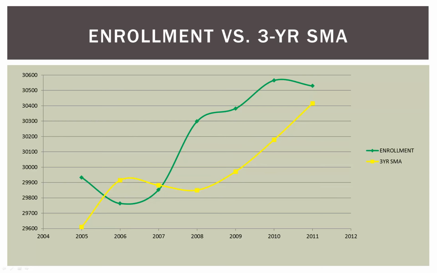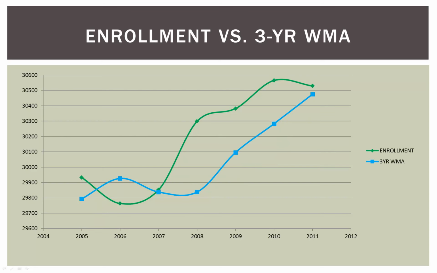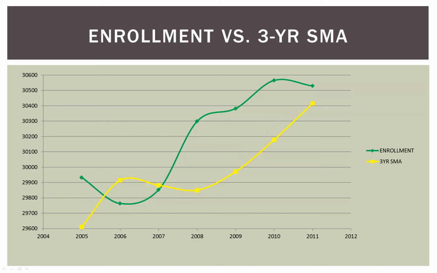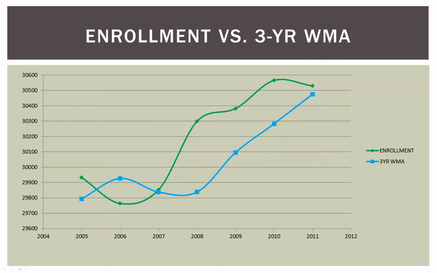Here we have the 3-year simple moving average alongside our enrollment. Now it's hard to tell exactly how this relates to the others, but we'll flip back and forth so you can see. Now in this graph we have the 3-year weighted moving average with our enrollment. Let's flip back and forth a couple of times to the simple moving average. So what do you see? Well, you should see that the weighted moving average is actually physically closer to the enrollment.